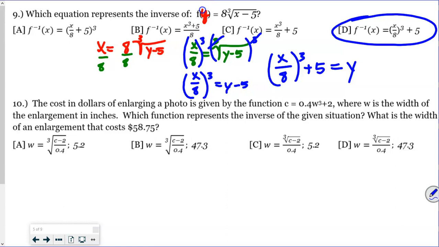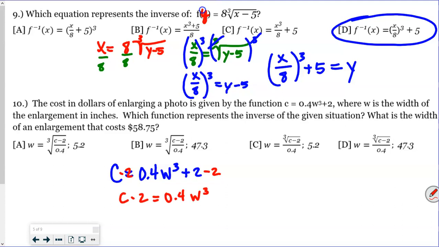So the next one says the cost in dollars of enlarging a photo is given by the function c is equal to 0.4 w cubed plus 2, where w is the width of the enlargement in inches. Which function represents the inverse of the given situation? What is the width of the enlargement that costs? Okay, so what we want to do is solve for w, right? So we're going to say c is equal to 0.4 w cubed plus 2. So our first step would be to subtract that 2, right? So that's what we're going to do. So we get c minus 2 is equal to 0.4 w cubed.